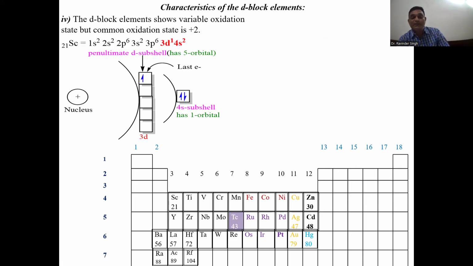6 in number. These are ruthenium, rhodium, palladium, and osmium, iridium, platinum. These six are collectively called the platinum metals.